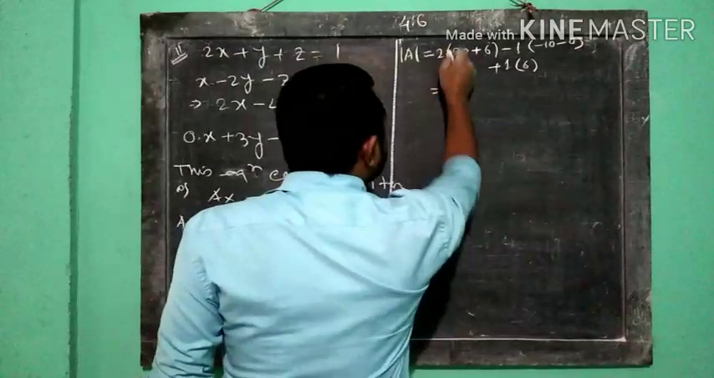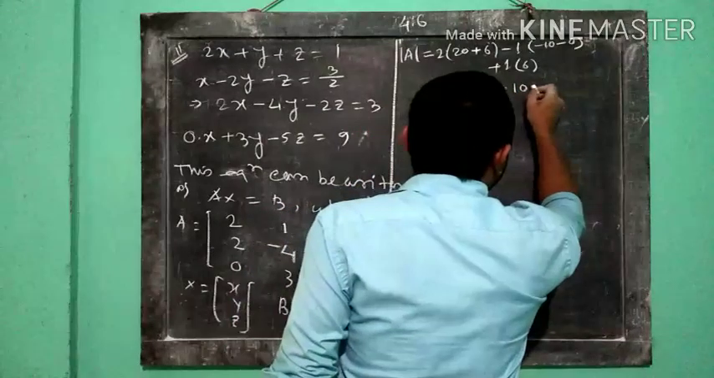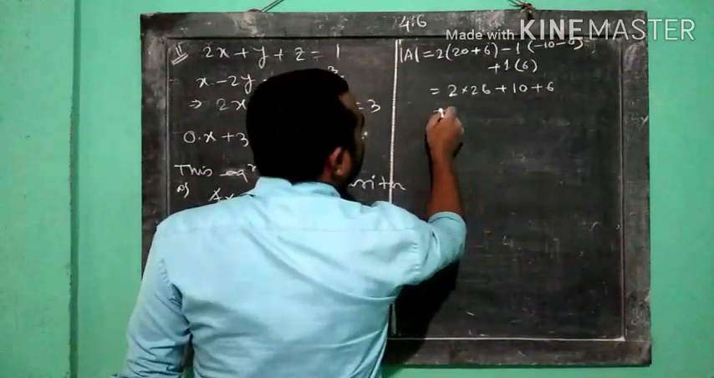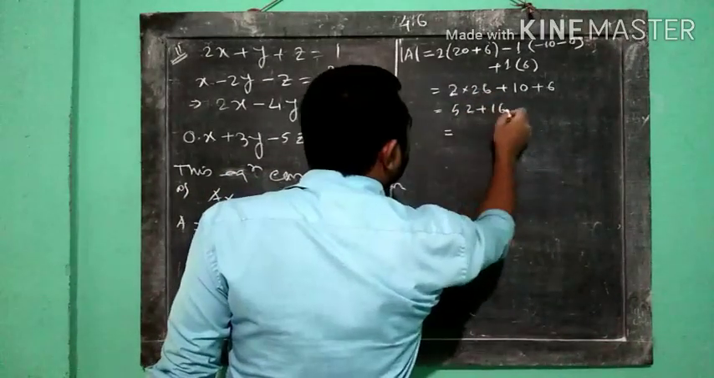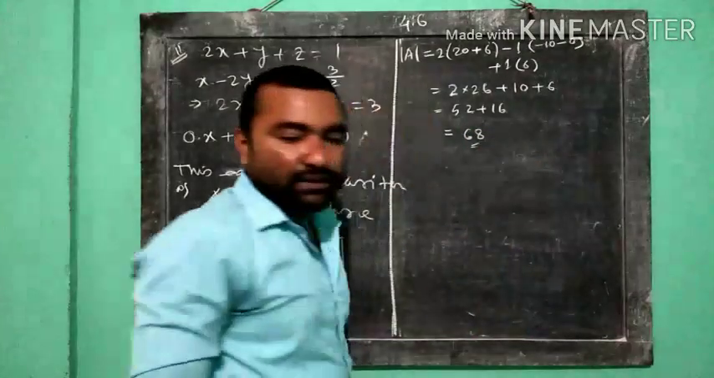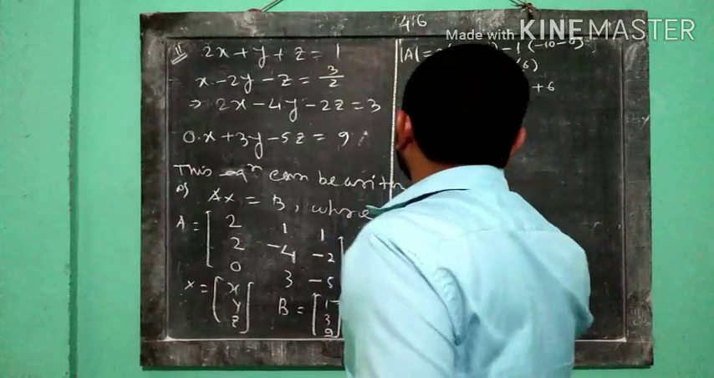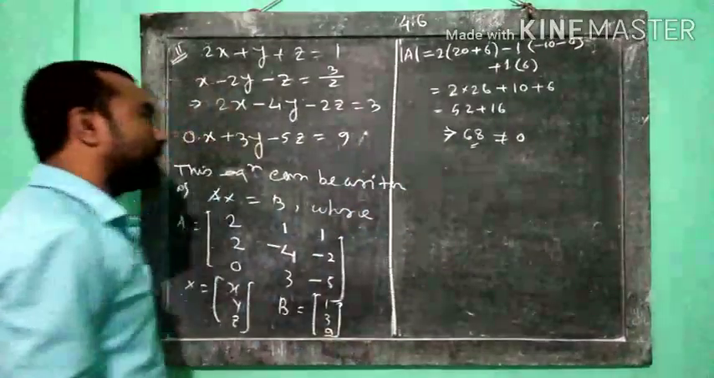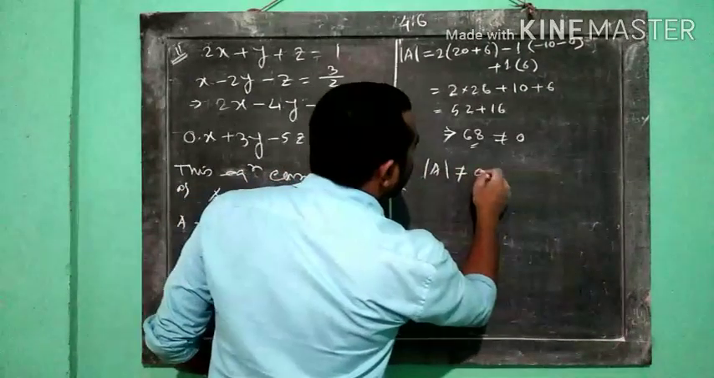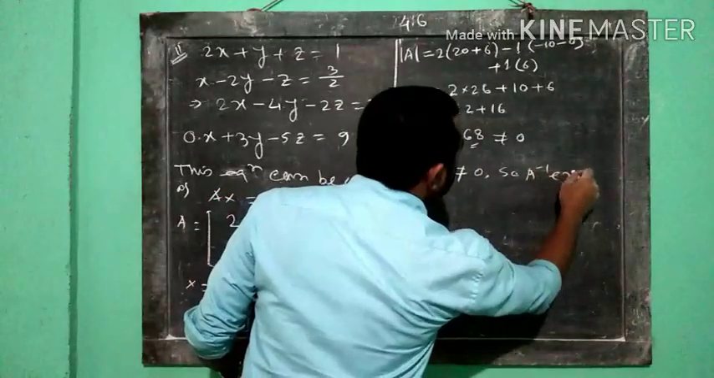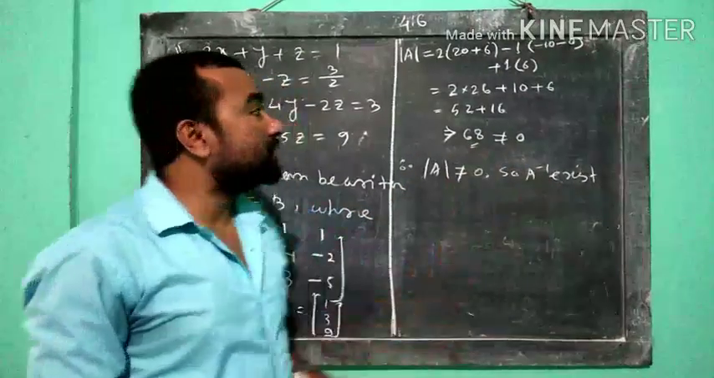Then what do we get? This is equal to 2 into 26, plus 10 and plus 6. This is equal to what? We have 52 plus 16, this is equal to 68. The value of this is 68, which is not equal to 0. So determinant of A not equal to 0. Since determinant of A not equal to 0, A inverse exists, that means it is consistent and it has a unique solution.